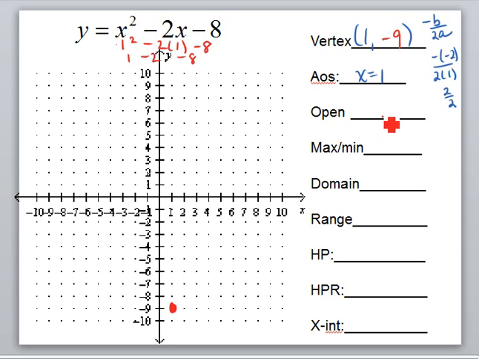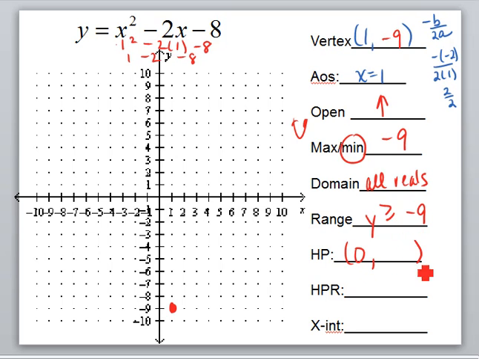We're going to know that it opens upward because the a is positive. If it opens upwards, that means it has a minimum. The minimum value happens to be negative 9. The domain is always all reals. Since we know it opens upward, negative 9 is the smallest value, so y has to be greater than or equal to negative 9. The helper point is 0 comma something, so when you plug in your 0 up here, 0 minus 8, we get 0, negative 8. 0, negative 8 is right here. The mirrored image of that would be at 2, negative 8.